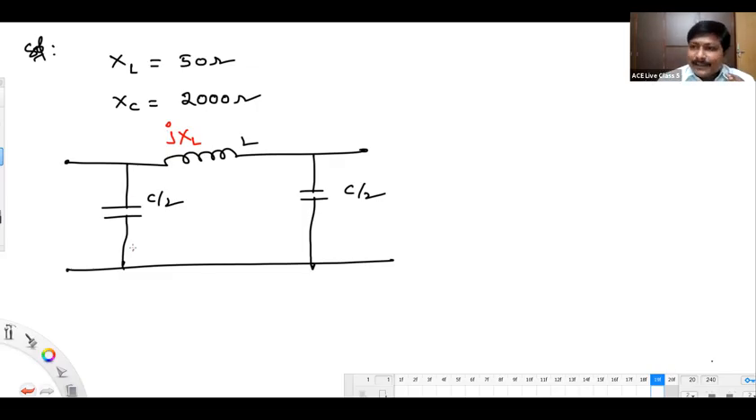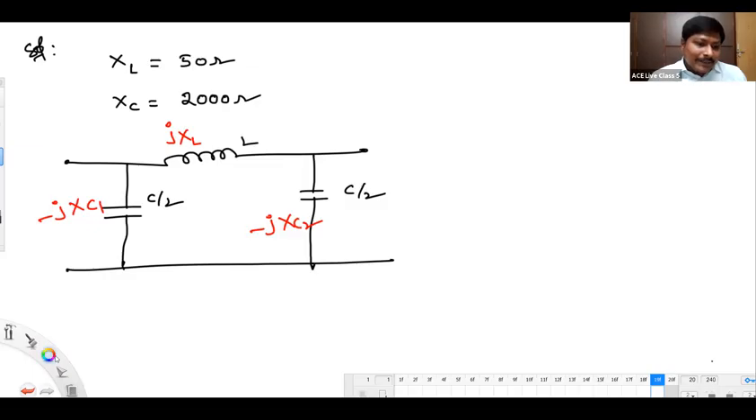Capacitive reactance or capacitive impedance will be minus J. This is a point where you have to be clear. So it's minus J XC1 on the sending end side, and minus J XC2 on the receiving end side. We have to prefer the pi model, that's why I have drawn it directly, because we said load flow in the question.